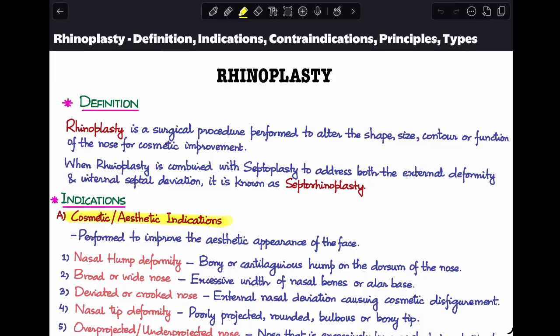Today we'll be talking about some basics about rhinoplasty. We are going to be talking about what is rhinoplasty, what are the indications and contraindications of rhinoplasty, and what are some principles that we follow during rhinoplasty.